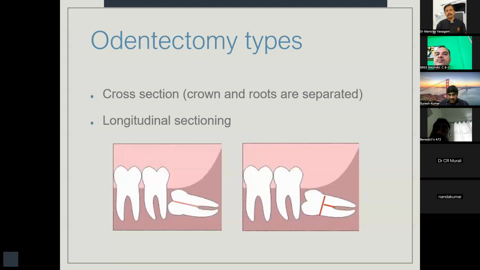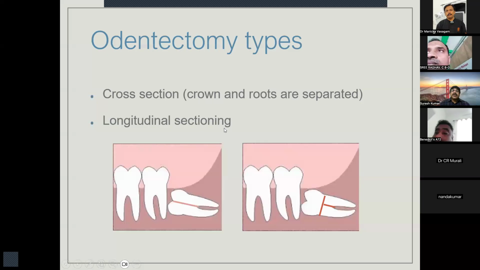There are 2 types of odontectomies. One is called cross section. Cross section is the right hand side picture. You do a cross section, that is, you make the crown separate and the root separate.